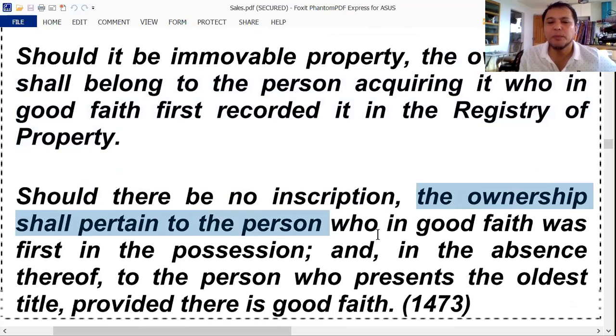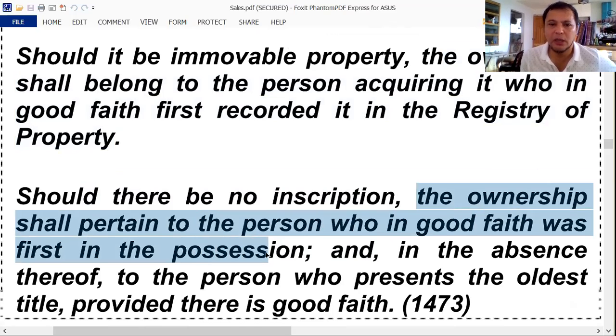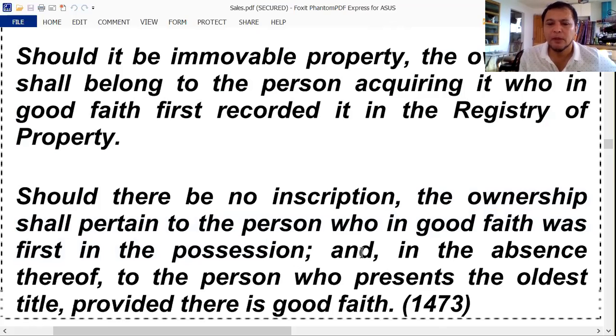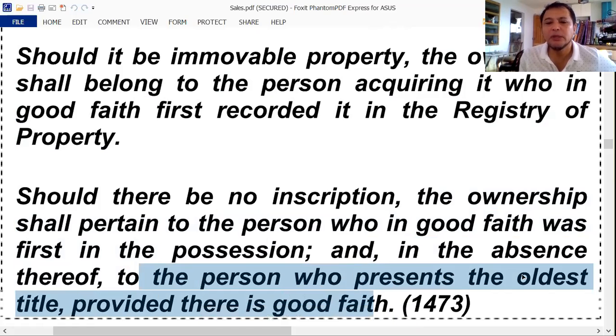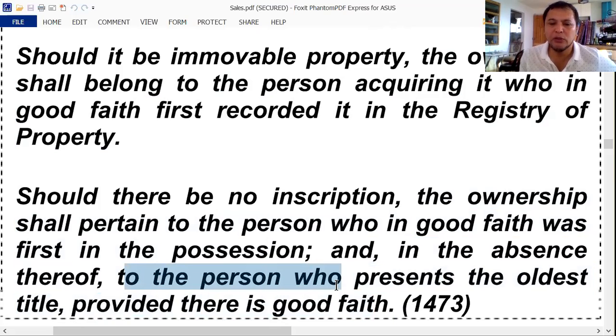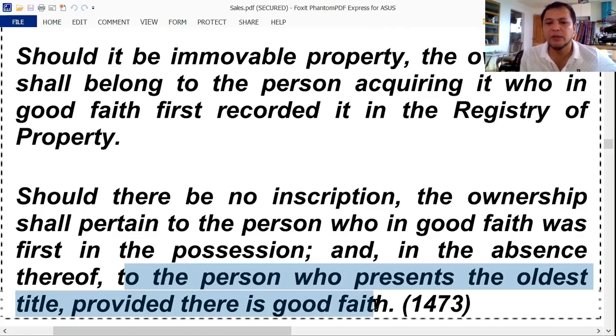then the ownership shall pertain to the person in good faith who was first in possession of the property. Whoever is in possession, so he now erects a house on the property, cultivates the property, or fences the property, will now become the owner of the thing. And in the absence of possession, if nobody is in possession, then to the person who presents the oldest title, provided there is good faith. The ownership will pertain to the person who presents the oldest title, provided there is good faith.